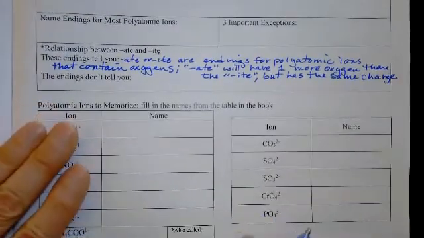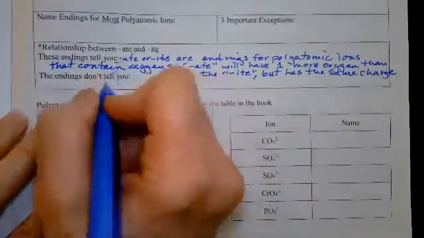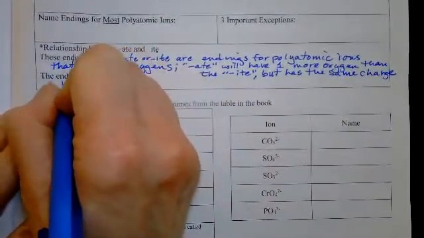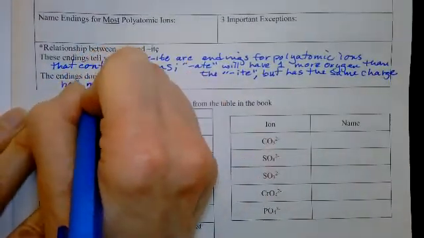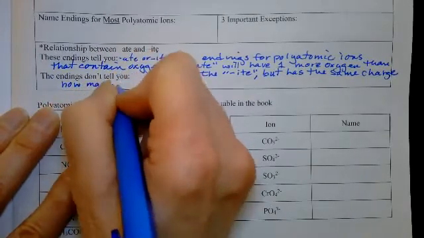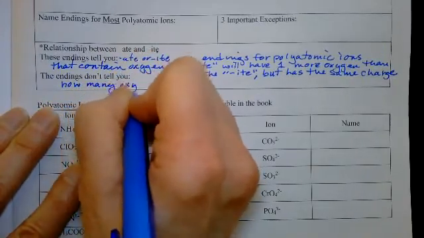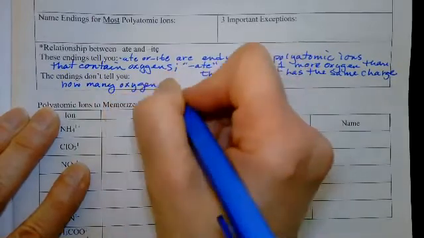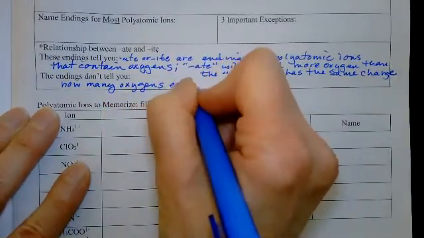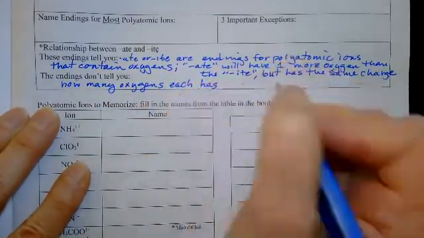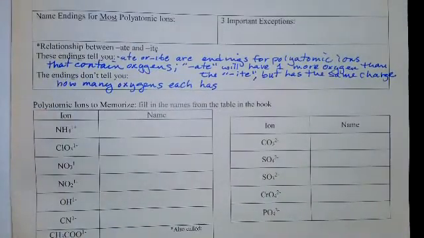The endings do not tell you how many oxygens there are for a particular polyatomic ion. That you have to memorize. But you do know that if we have an ate, the ite will have one less.